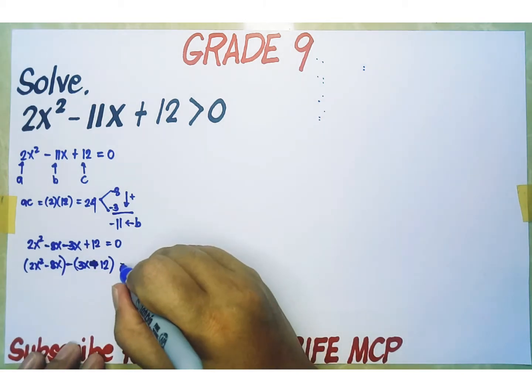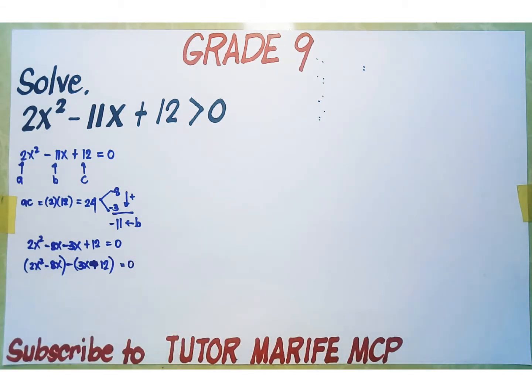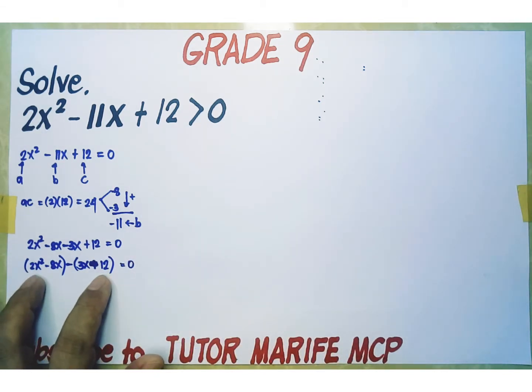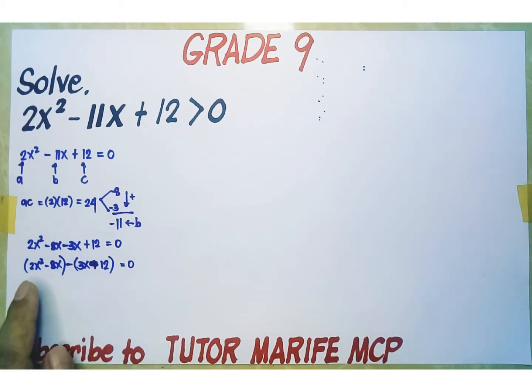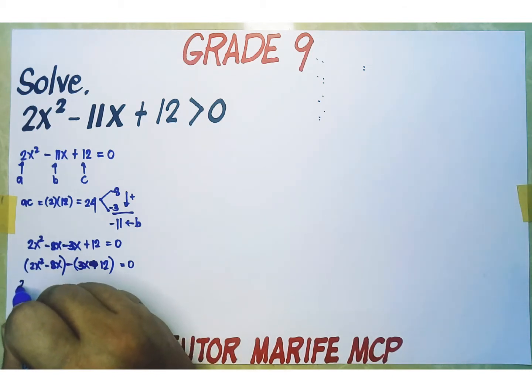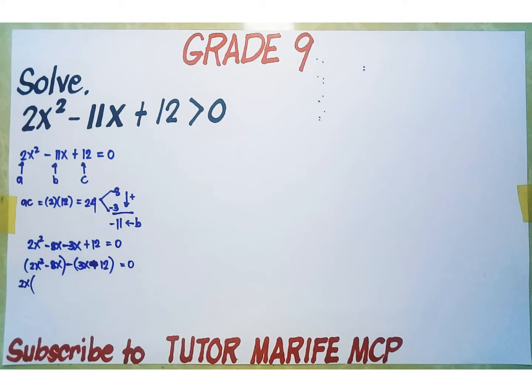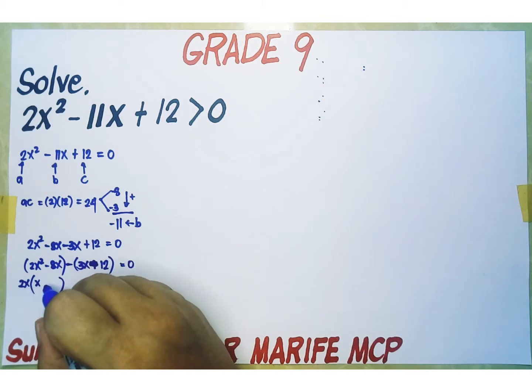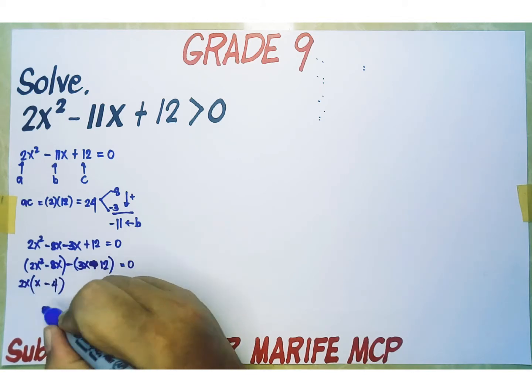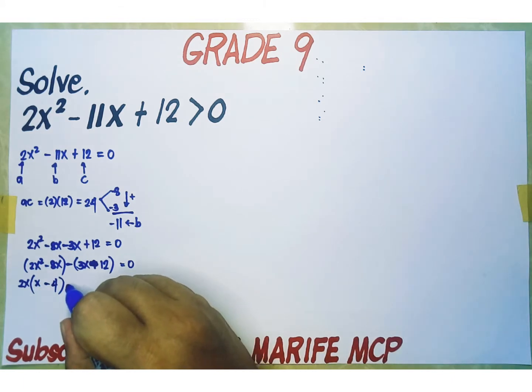Okay. Next, after grouping, we factorize each group using the GCF method. So, GCF of the first group is 2x. Then we divide each term of the first group by the GCF. 2x squared divided by 2x is x. Negative 8x divided by 2x is negative 4. Minus.